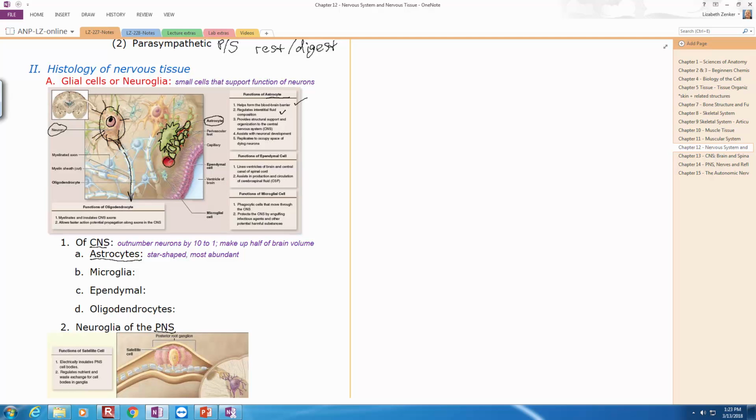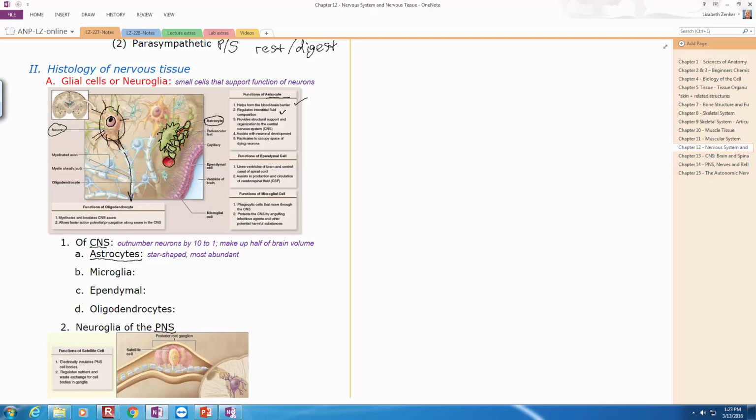So if we want to depolarize our cell and cause an action potential to happen, we're ready for it. So we're helping make sure that we keep this ion concentration at the right level for this area. It also provides support and organization to the CNS. So we don't have connective tissue up here. So this is like in place of connective tissue, these astrocytes help give support, some structure, scaffolding, if you will.